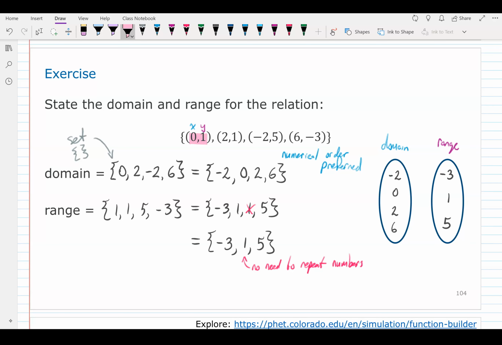So let me look at this. 0 and 1 are related. So we can take 0 in the domain, and it maps to 1 in the range. Let's see what 2 maps to. Well, 2 maps to 1. If we put in a 2, we get back 1. If we put in a -2, we get back a 5. And if we put in 6, we get back -3.